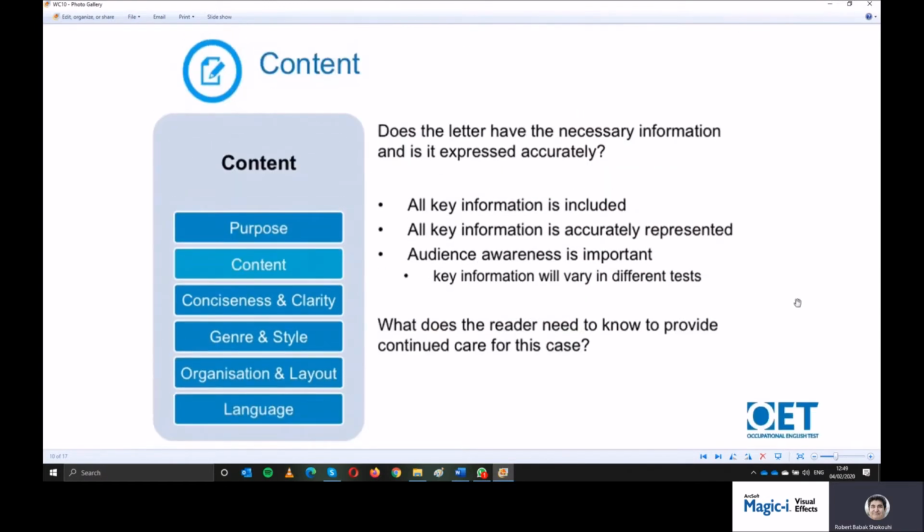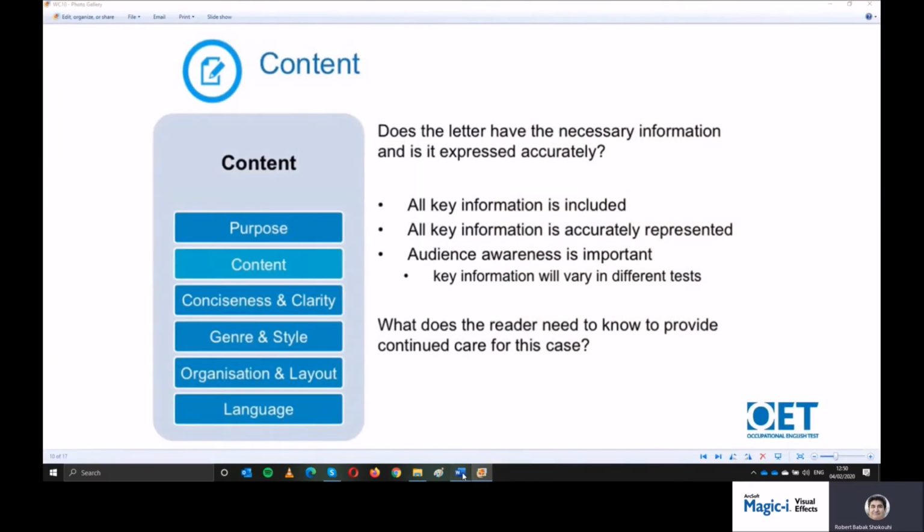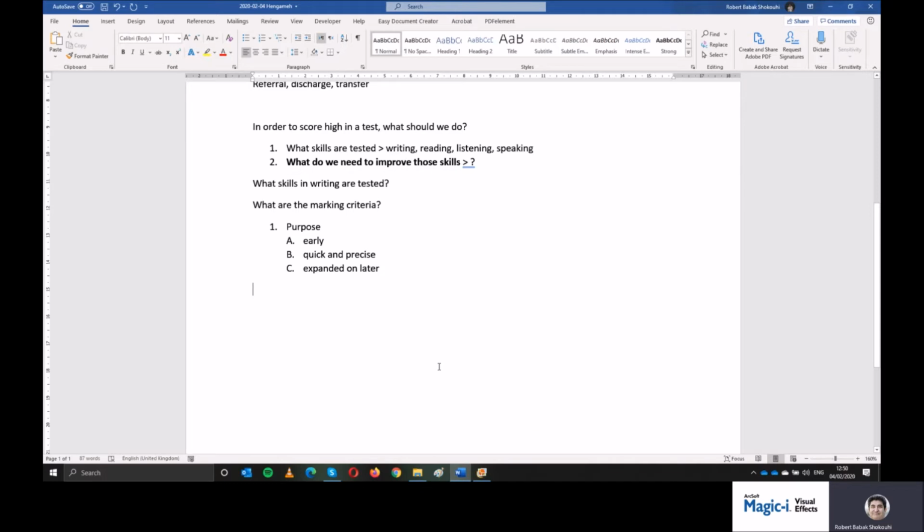Let's go to the next part. Does the letter, this is content. The content is: does the letter have the necessary information and is it expressed accurately? So basically it says all key information is included and all key information is accurately represented. So we have two questions. We are going to number 2 now, which is content.